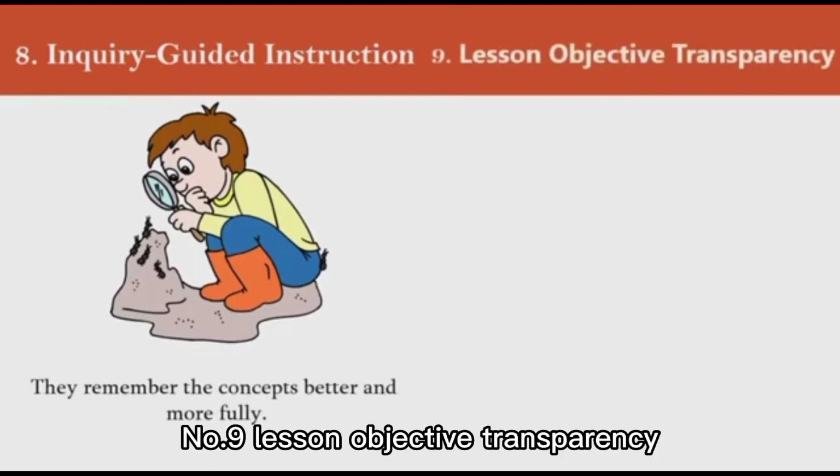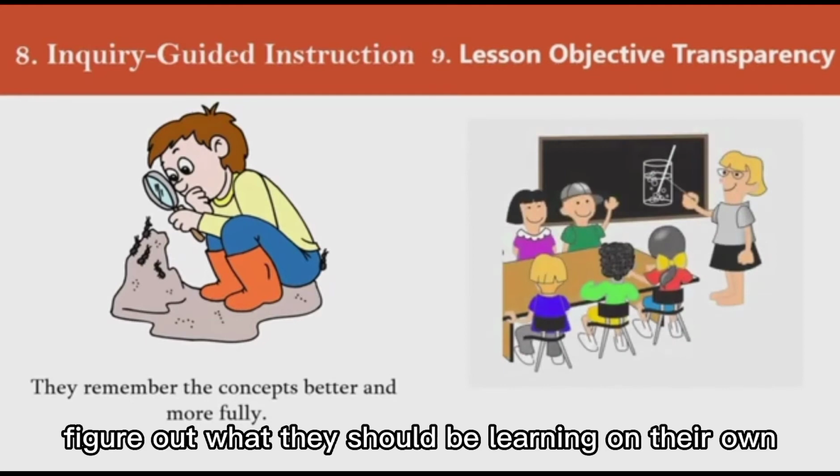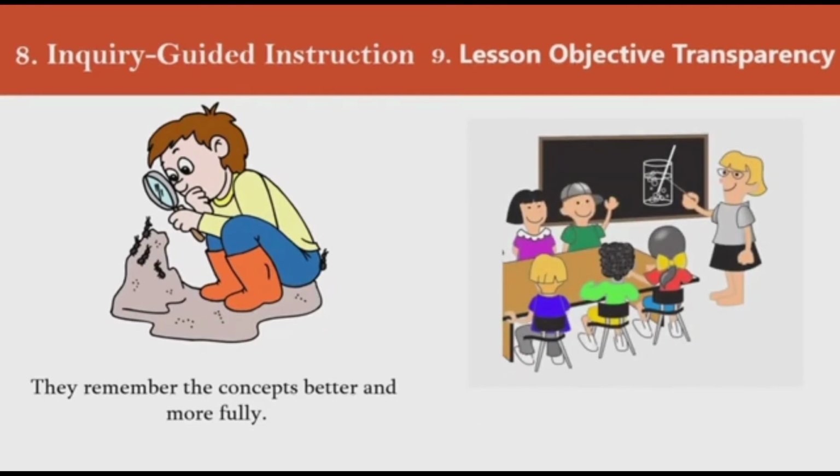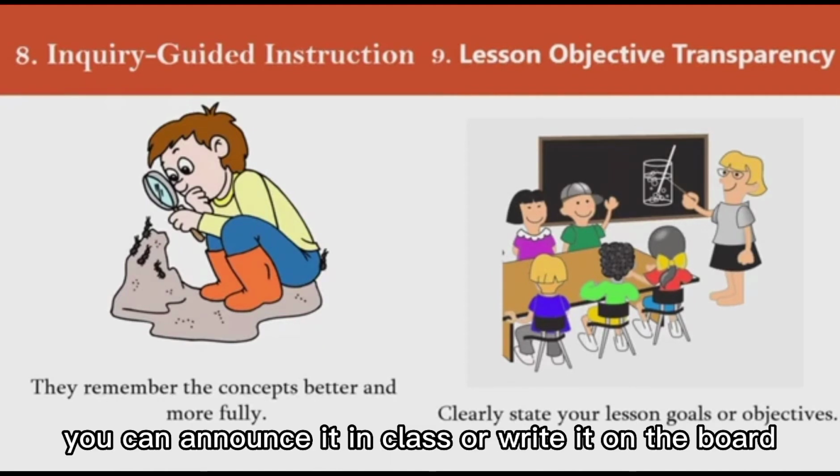Number 9. Lesson objective transparency. Rather than letting your students figure out what they should be learning on their own, just tell them. Clearly state your lesson goals and objectives. You could announce it in class or write it on the board.